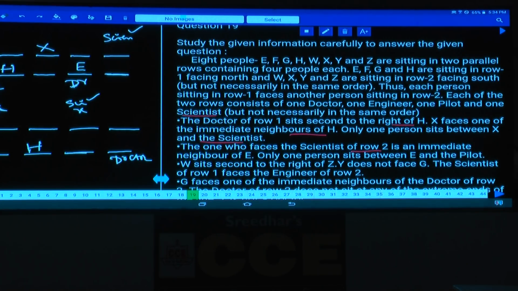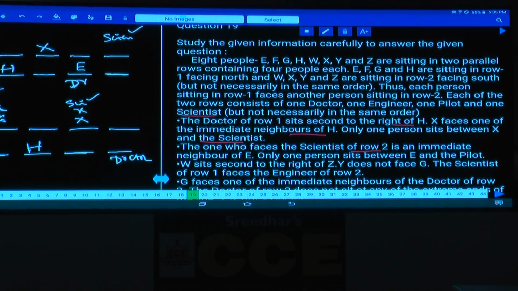That is one possibility. Or if you take the scientist at this place, then X will be here, isn't it? If the scientist is here, the person who is facing the scientist is this one. This person is an immediate neighbor of E. Is it possible? Not possible, which implies that the scientist cannot be here.